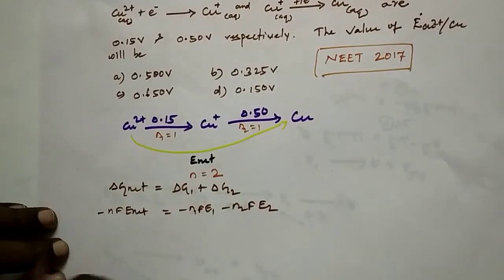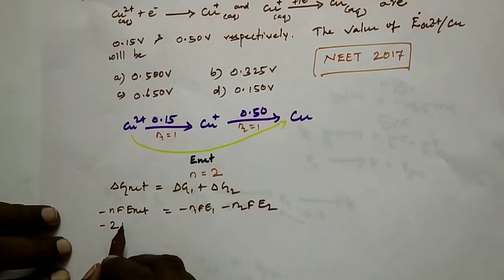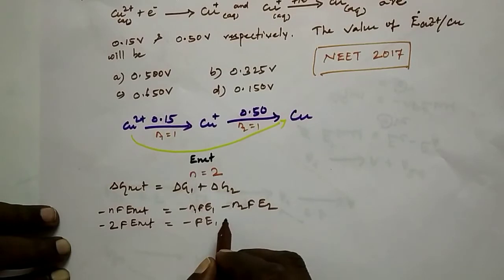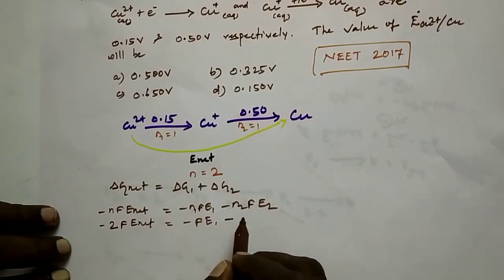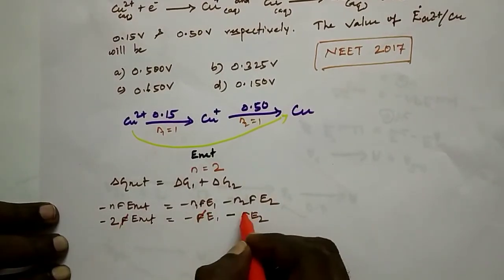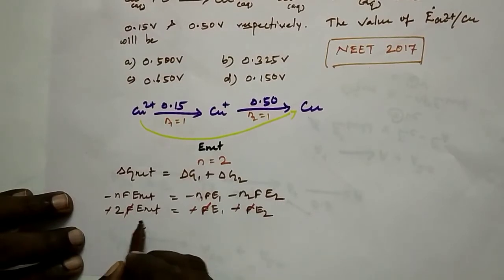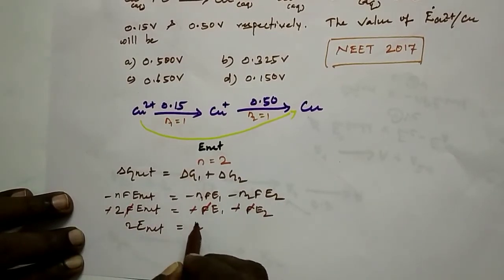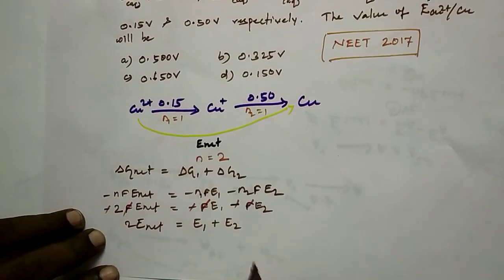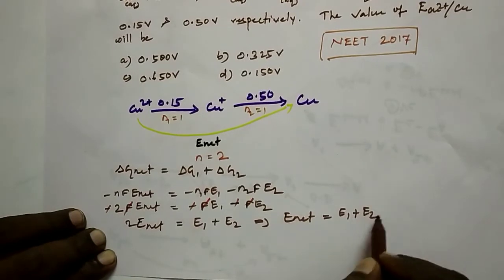Substitute the values. Here n is equal to 2 for E net. Here n is equal to 1, so minus F E1. Here n2 is also equal to 1, so minus F E2. So cancel all the F and cancel all the negative values. So 2 E net is equal to E1 plus E2, which gives E net is equal to (E1 plus E2) by 2.